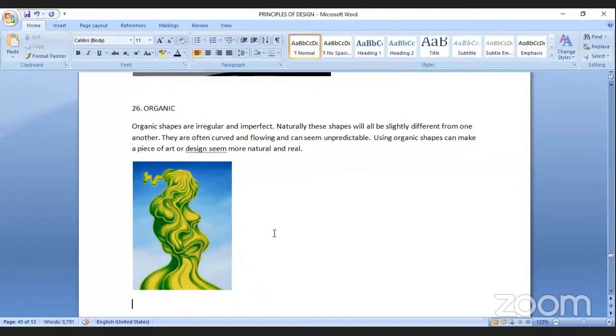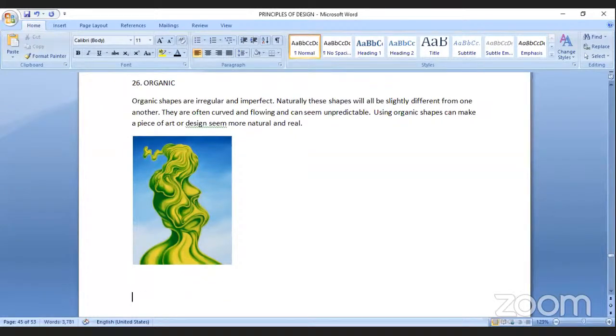This is an example of organic design. Ma'am, can we say organic has movement also? Yes, any element can have movement with the use of lines and shapes, as this has. Not always does an organic shape have movement. This one does, it seems to be flowing. For example, if I draw an amoeba on a white paper, the amoeba shape is an organic shape. It's irregular and imperfect. That is organic art.